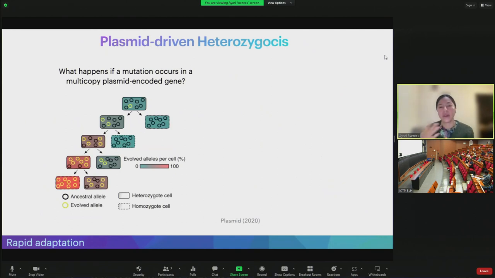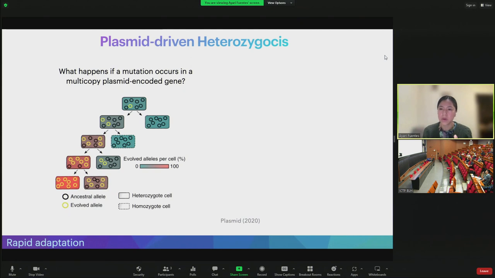Now the next step is what happens if we let one of these plasmids mutate, which is something that happens in nature. Here we have the cell, which has on average 19 or 20 plasmids. What if one of these plasmids mutates? When it mutates, it generates a heterozygous cell. By heterozygous cell, I mean it has two different mutants in the same cell.